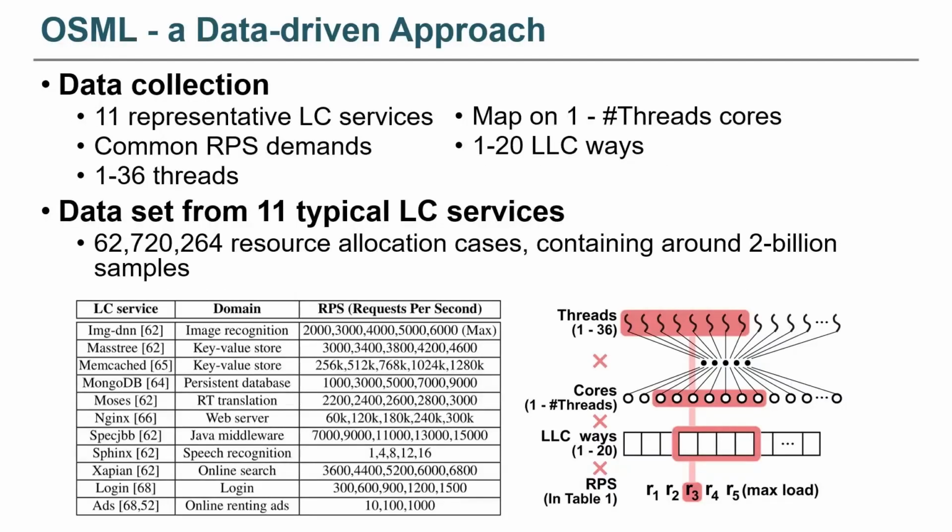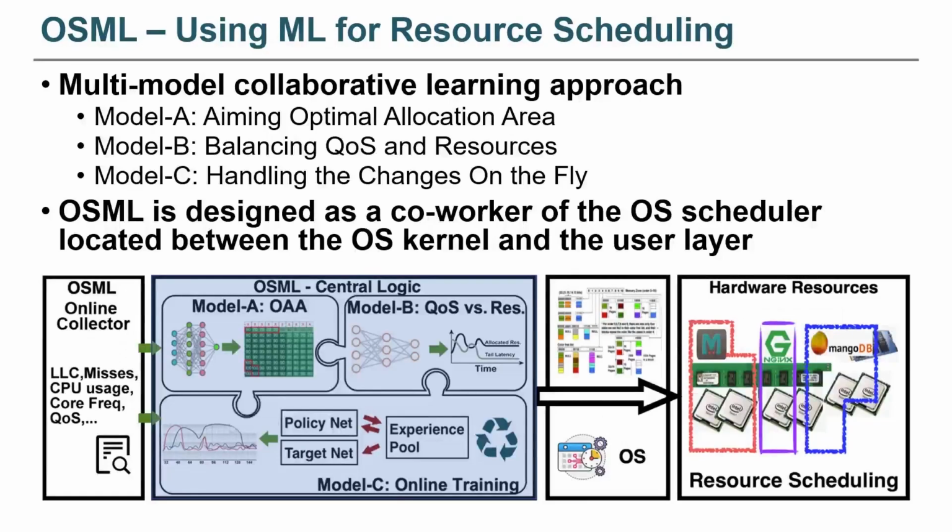We propose OSML. OSML is a data-driven approach based on a dataset collected from 11 typical LC services shown in the table below. The dataset covers around 62 million resource allocation cases and around 2 billion samples. Details on data collections can be found in our paper.